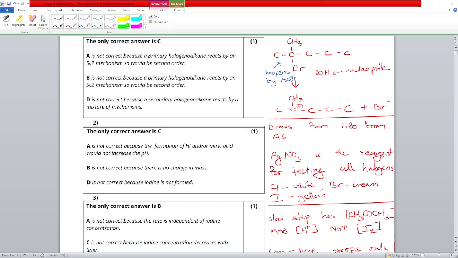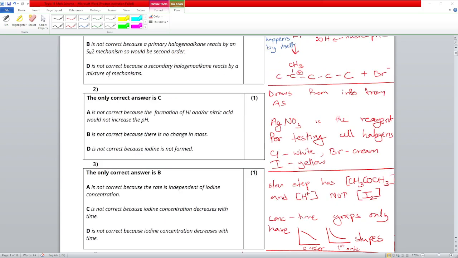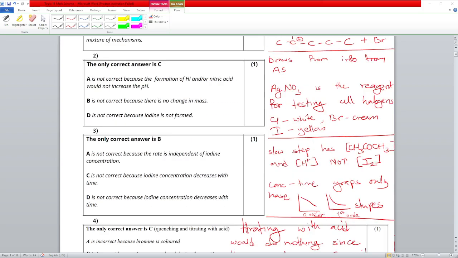Question 2 is combining the same concept as question 1 with information you learned at AS, which is that the silver nitrate will react with the iodine that's given up to form a precipitate. Remember, the colors are white for chlorine, cream for bromine, and yellow for iodine. So the answer here is C, because time to form a precipitate is what we're looking for when that iodine is freed up in the same way that the bromine here is freed up in question 1.